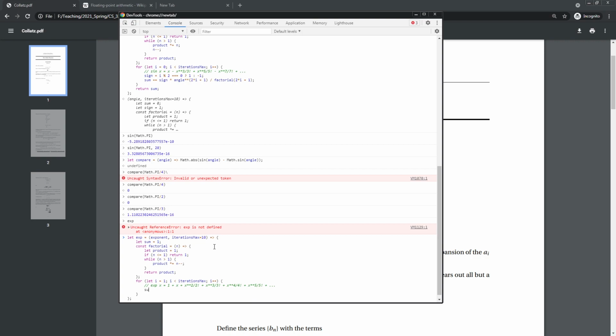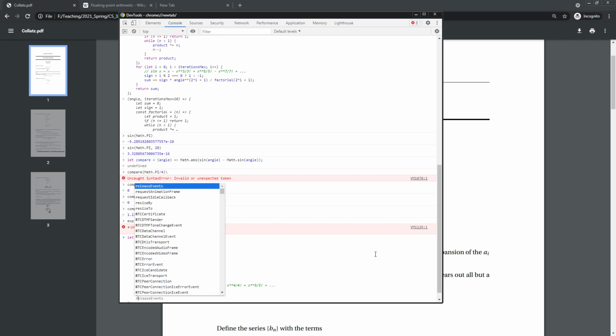Okay, so now, again, we're doing a summation. We don't have to bother with the sign factor this time, because everything is positive. So we're just doing the summation, and it is the exponent raised to the I. Right? So here it's x to the 1, and then x squared, and so forth, divided by the factorial of I. Right? So the 2 factorial, 3 factorial, and so forth. Okay, and then we return the sum.